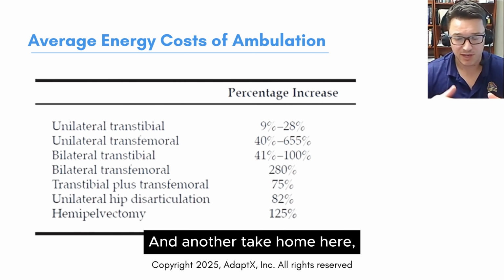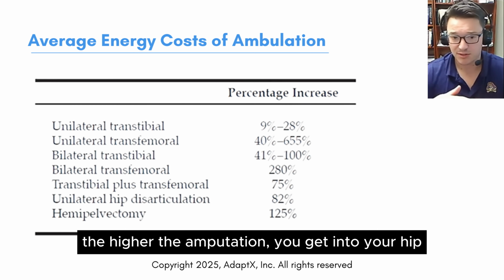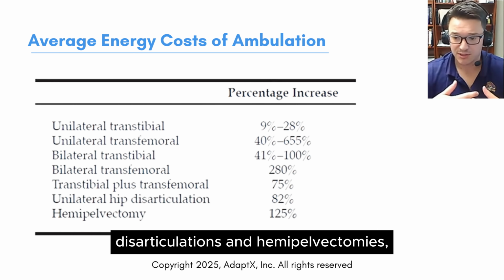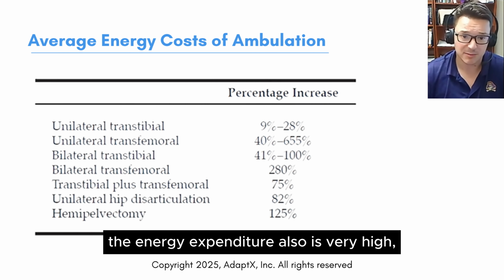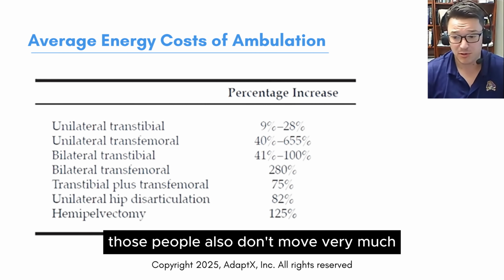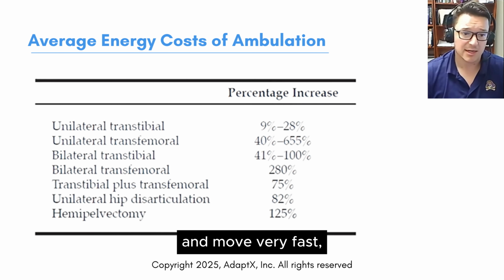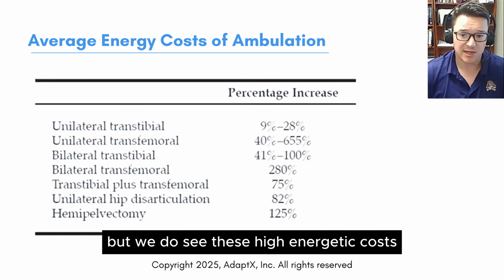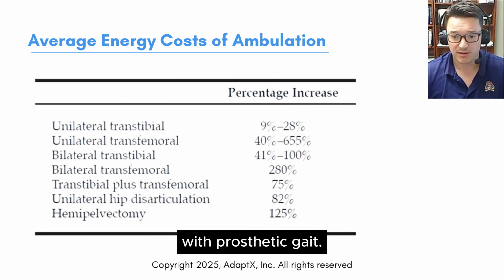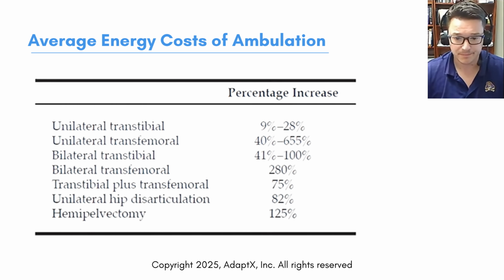And another take home here, the higher the amputation, you get into your hip disarticulations and hemipelvectomies, the energy expenditure also is very high. Those people also don't move very much and move very fast. But we do see these high energetic costs with prosthetic gait.